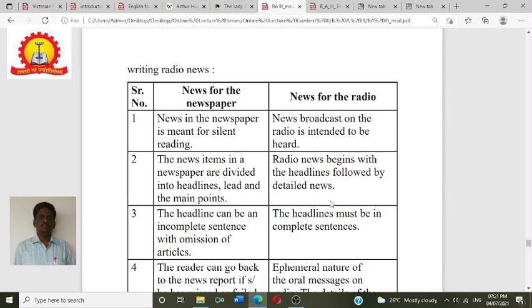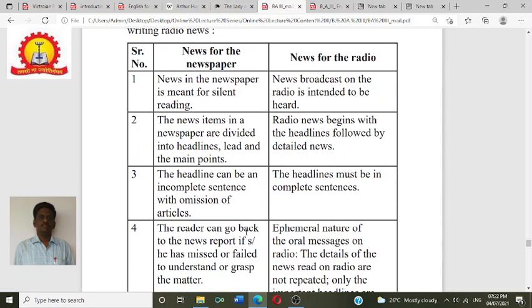See the difference between news for the newspaper and news for the radio. News broadcast on the radio is intended to be heard. So this is the basic difference between news for the newspaper and news for the radio. News for the newspaper is meant for silent reading. However, news for the radio is meant for loud reading, to be heard by the audience. This is the basic difference.